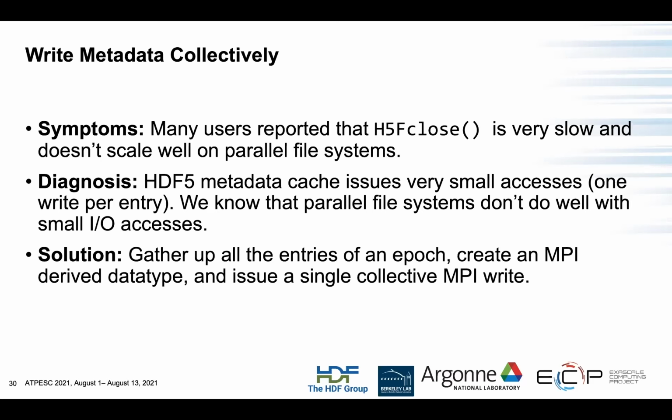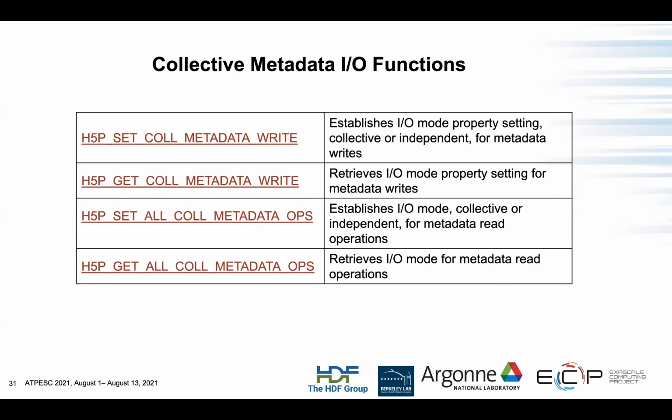So the solution is to gather up all those entries of the metadata cache, create a derived data type, and then issue a single collective MPI write call. To do that, use the H5P set collective metadata and collective metadata writes routines. This will essentially collect all those metadata entries, make a derived type, and then write them in one bigger write instead of those smaller writes.